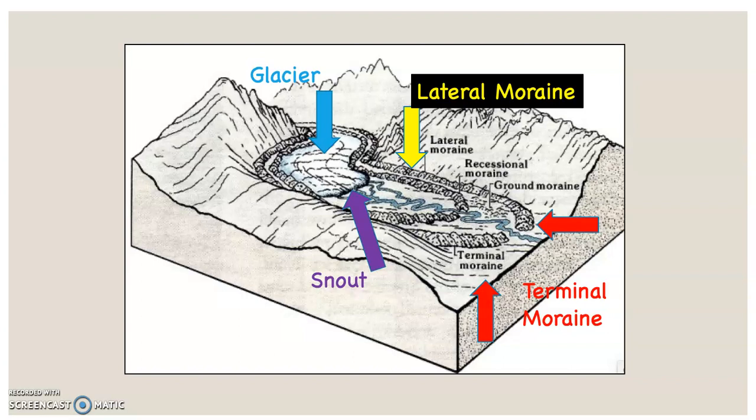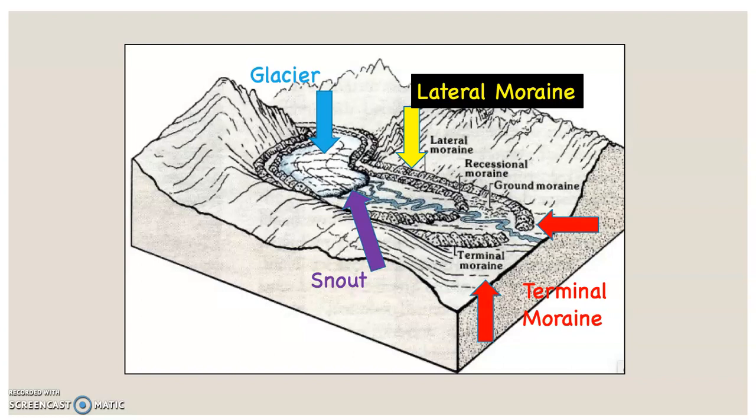You can see that behind that, in between the terminal moraine and the glacier itself, there's something that says recessional moraine. A recessional moraine indicates a period of equilibrium in a receding glacier, but I'm not going to hold you to that. You can also see ground moraine. This is the material that's dropped along the ground as the glacier is receding. But then notice in yellow, lateral moraine. Lateral moraines are formed along the sides and they indicate the width of the glacier.